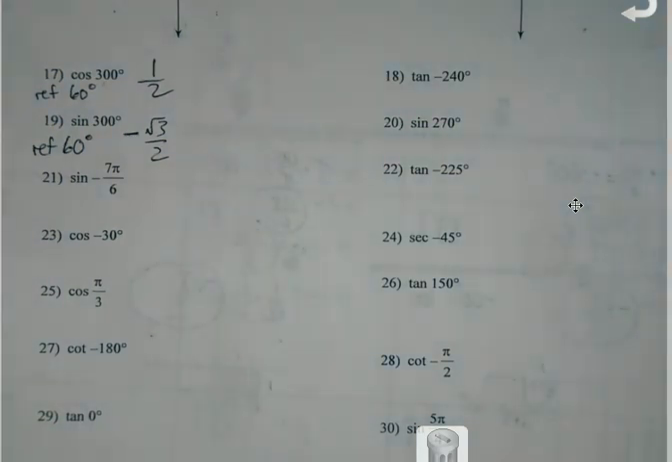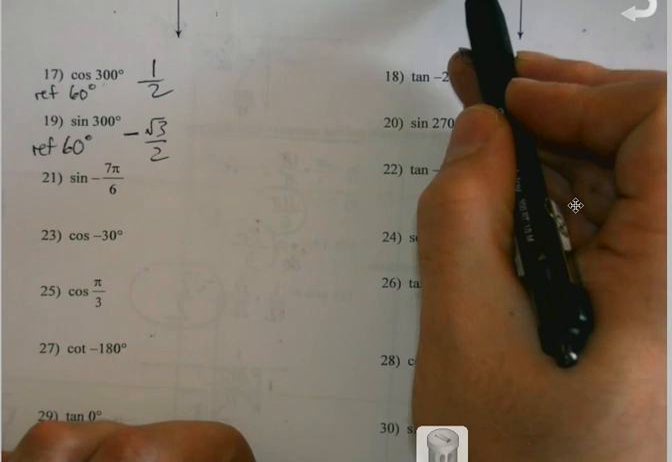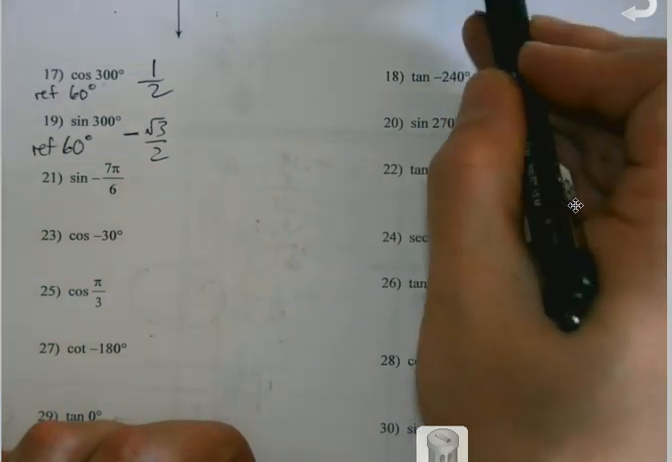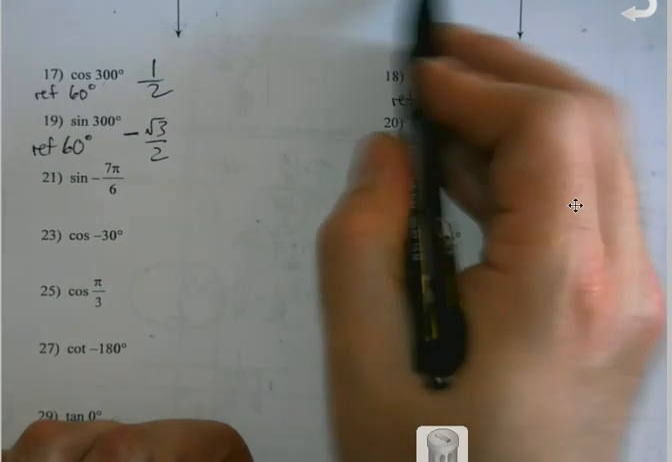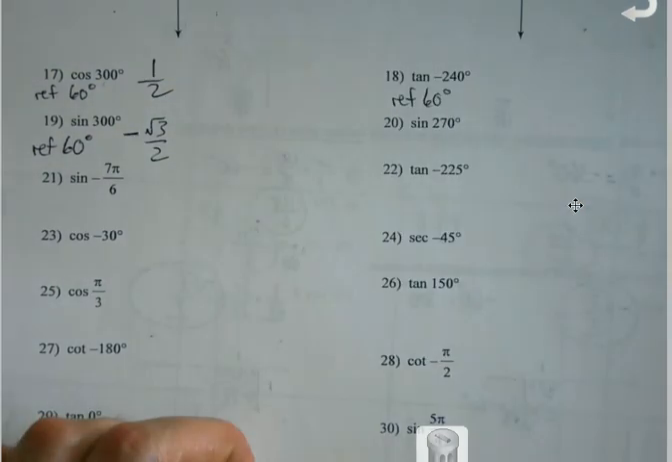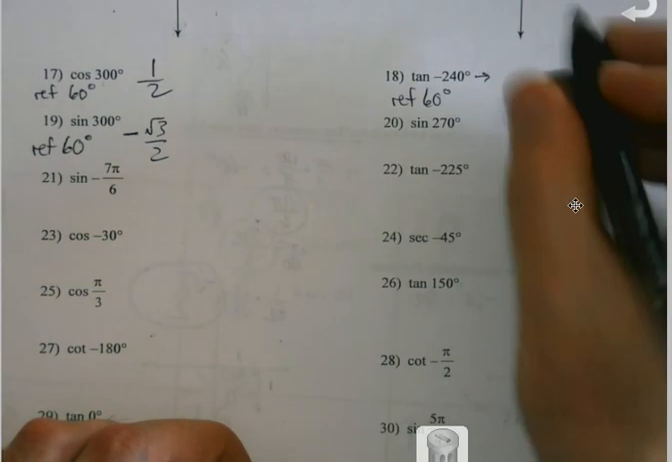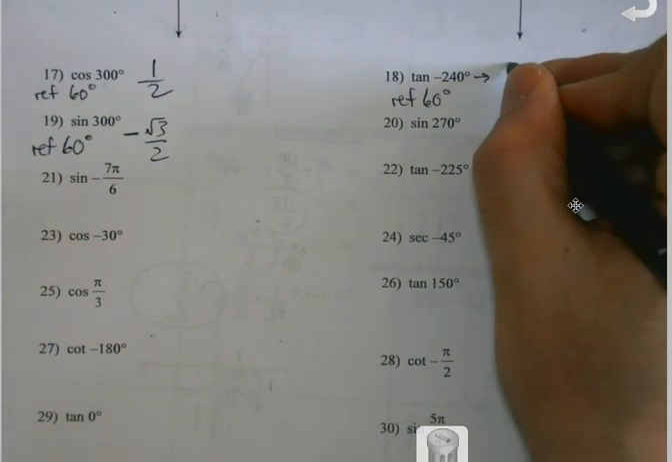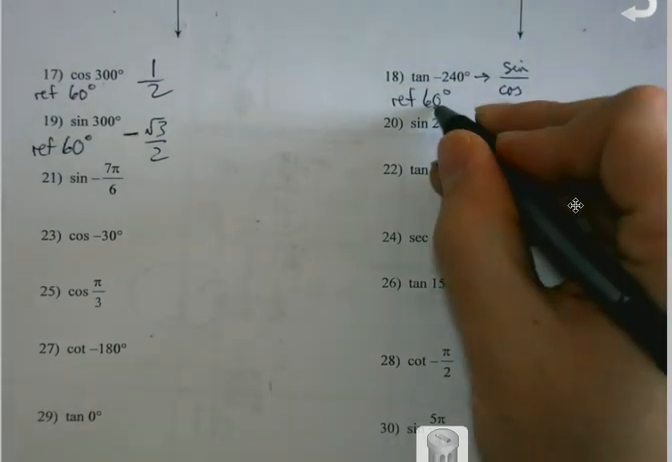Now tangent gets a little more interesting. Because you're like, negative 240. Oh boy. Reference angle, negative 240. Negative 180. 240 is about here. My reference would be 60, because that'll get me back to this negative 180. So 60 degrees. Tangent, remember, is sine divided by cosine.